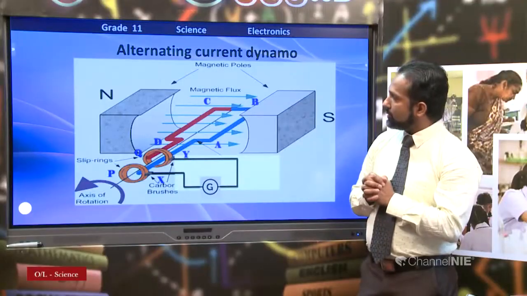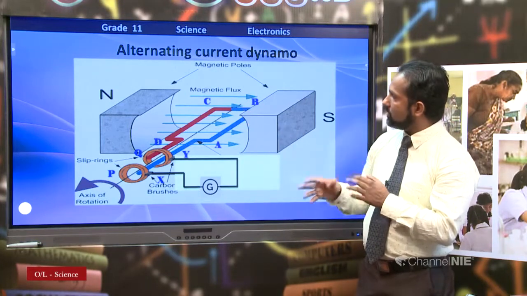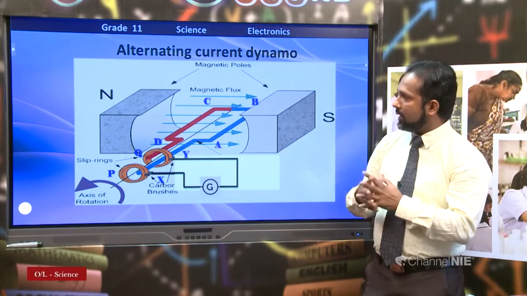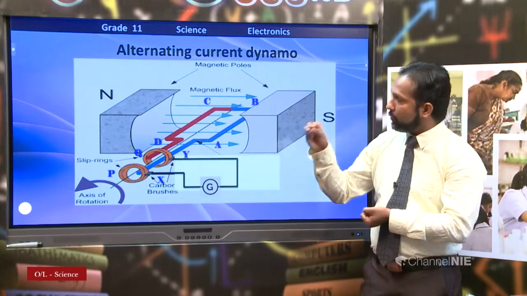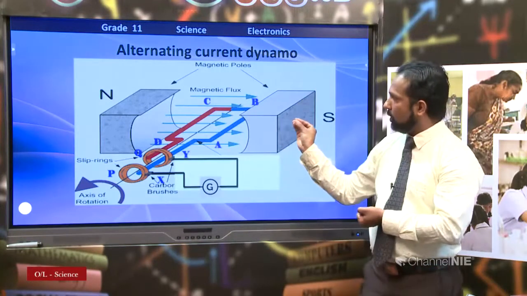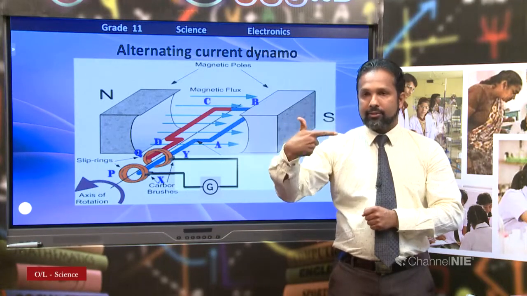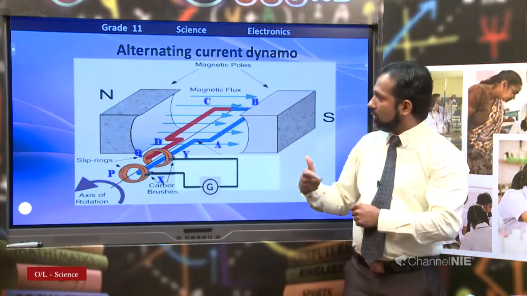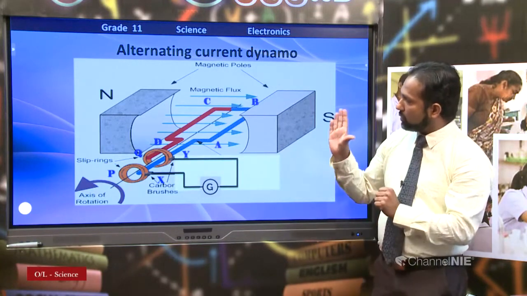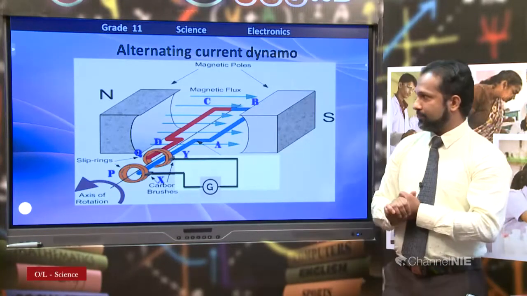Here, as you can see, the ash color arrows represent the direction of the magnetic field. As you know, the magnetic field always acts from North Pole to South Pole. This is the direction of the magnetic field according to Fleming's right hand rule. Here, first of all, we have to rotate the axis in a particular direction.